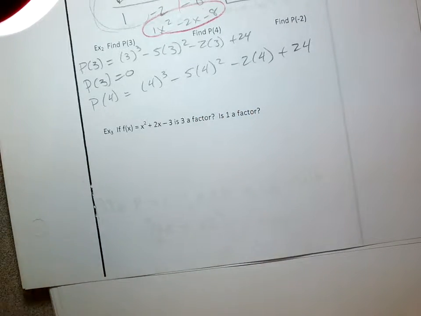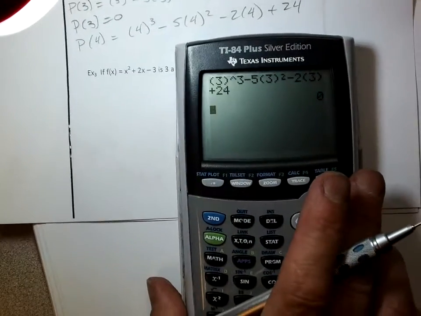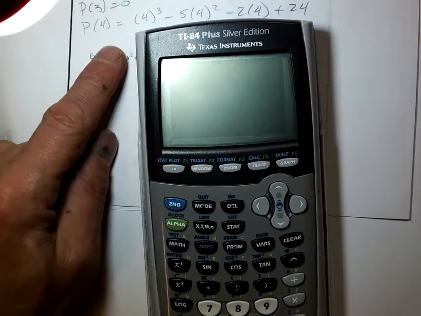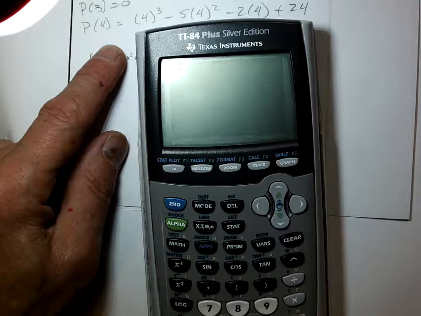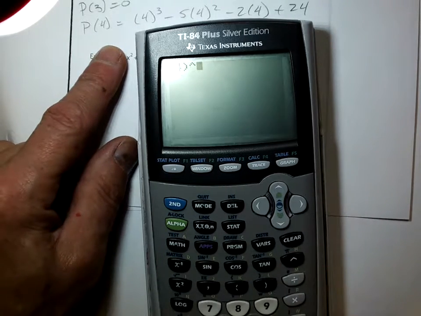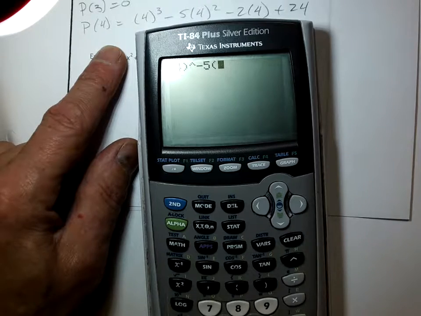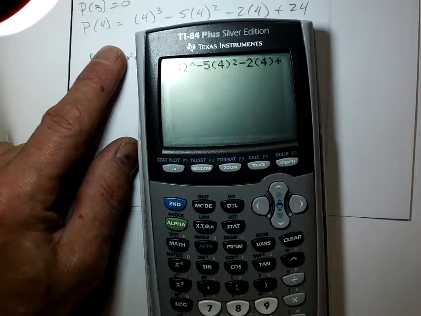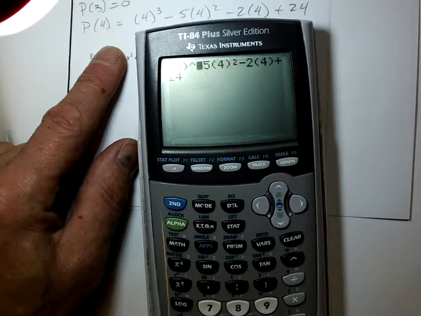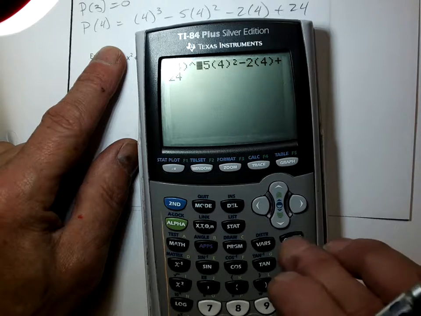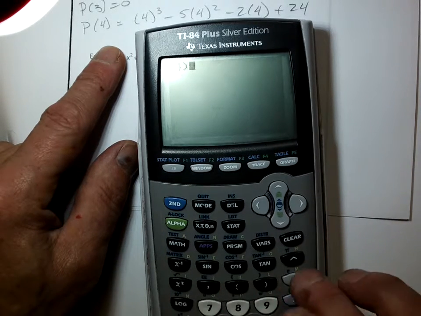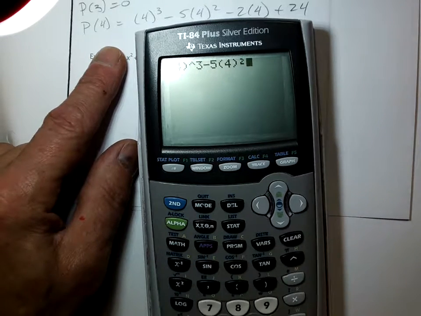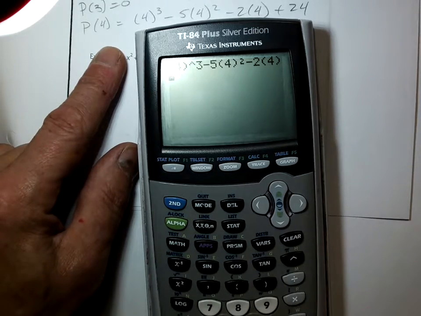Okay, I'm going to use my calculator because I don't really want to do it the hard, long way. Why bother, right? So clear that. I'm going to go 4 cubed minus 5 times 4 squared minus 2 times 4 plus 24. Oh, I didn't like that. Oh, hold on. Try again. My bad. 4 to the third minus 5 times 4 squared minus 2 times 4 plus 24. Let's see what I get.